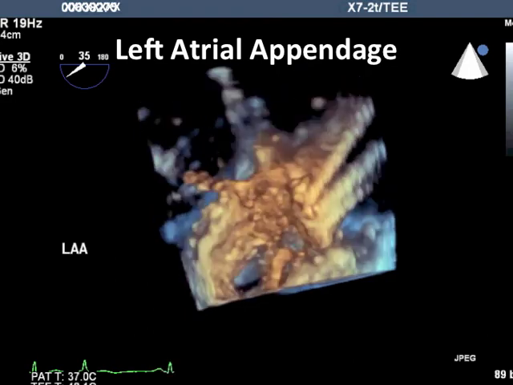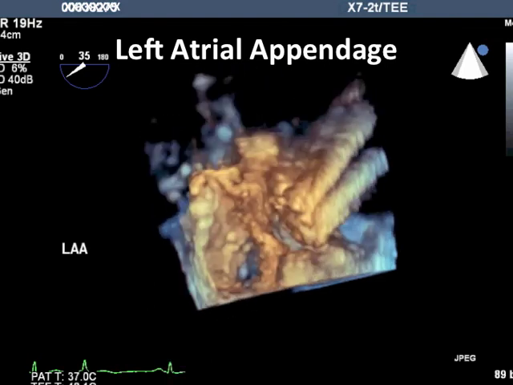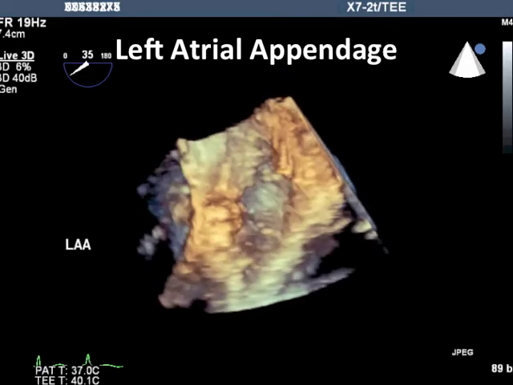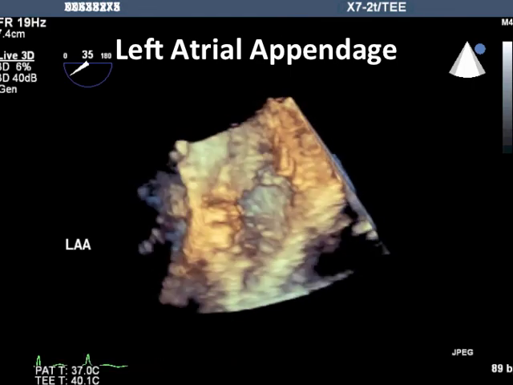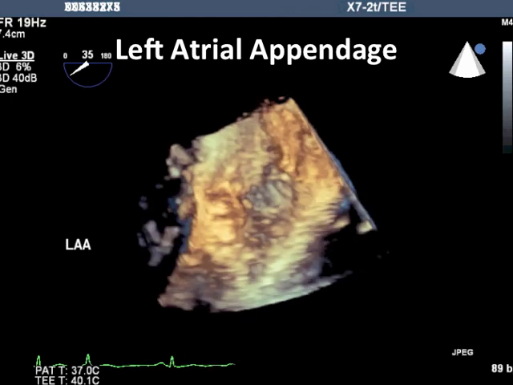Now, here is the left atrial appendage visualized by three-dimensional echocardiogram. You can see beautifully inside. You can differentiate clots from trabeculations. You can see multilobar left atrial appendages. Here, in this case, we unroofed the left atrial appendage digitally, and we're looking inside and can appreciate the heavy trabeculation of this unilobar left atrial appendage.